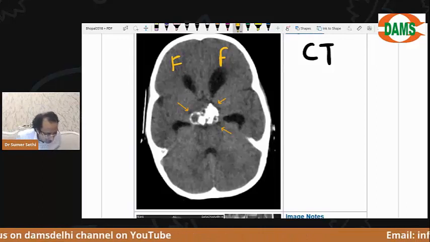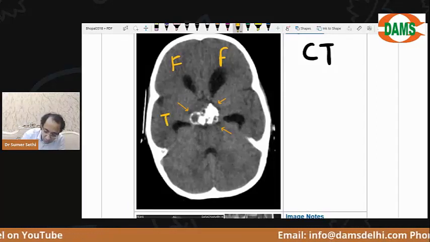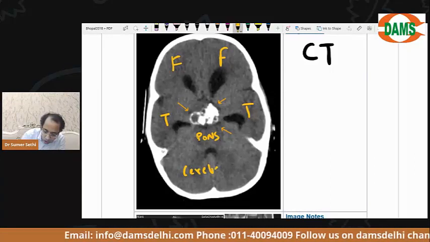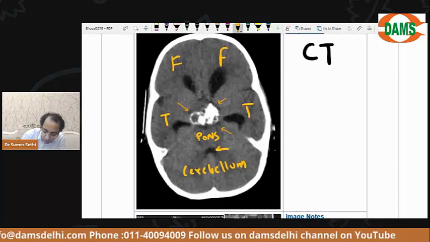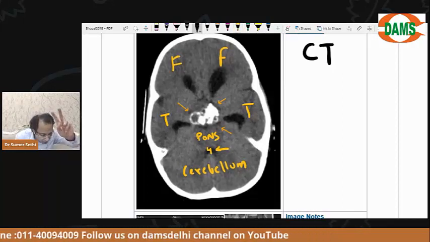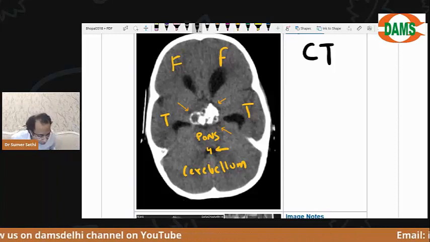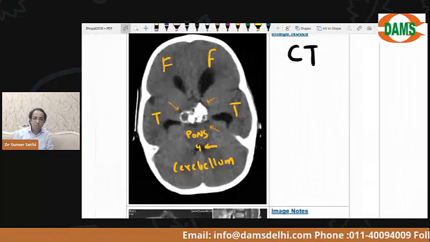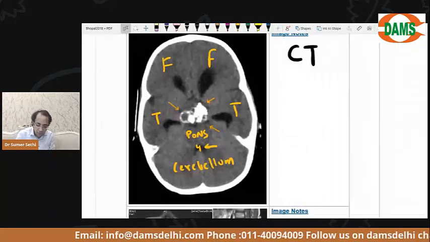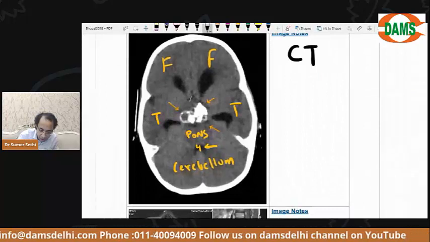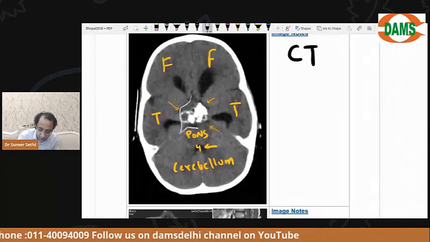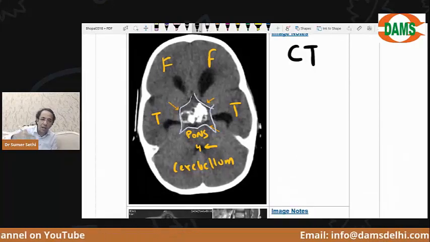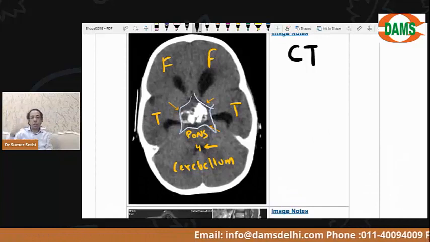Okay, yes, very good. So this is the frontal lobe, this is the temporal lobe, this is the pons, this is the cerebellum, this is your fourth ventricle. Okay, just 2 minutes. Instead of typing, write down in your notebook. Look at this image and answer. Any one of you can answer. On this CT scan, where is the tumor located? The tumor is located in a star-shaped CSF space, which is located anterior to the pons, behind the frontal lobe.